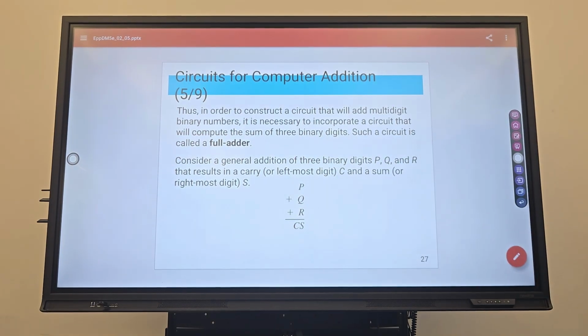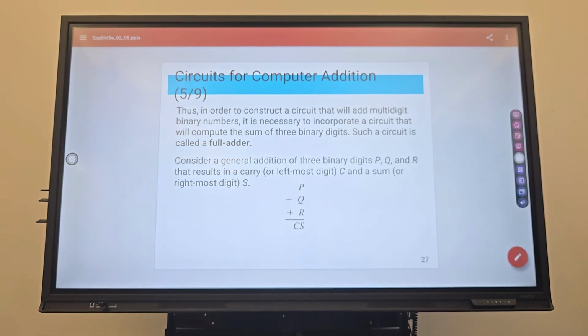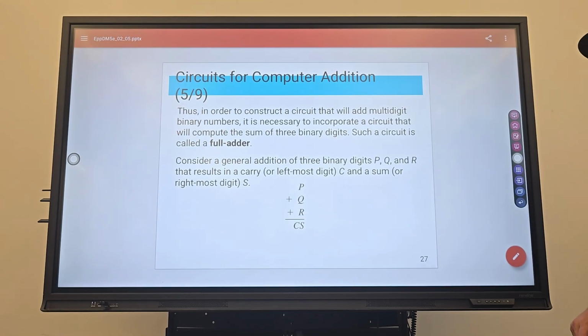Thus, in order to construct a circuit that will add multi-digit binary numbers, it is necessary to incorporate a circuit that will compute the sum of all three binary digits. This circuit is called a full adder. The addition of three binary digits results in a carry and a sum, as well as the half adder.